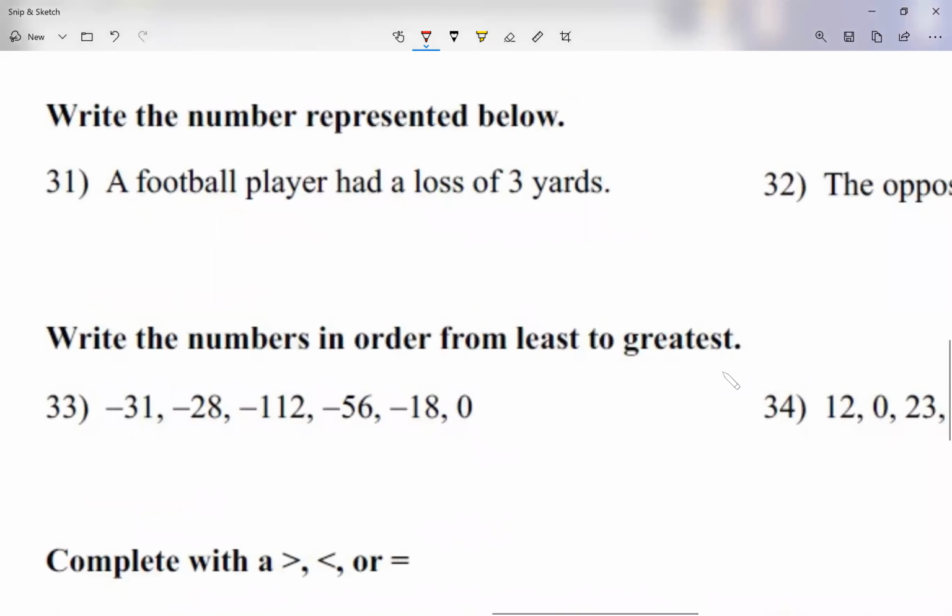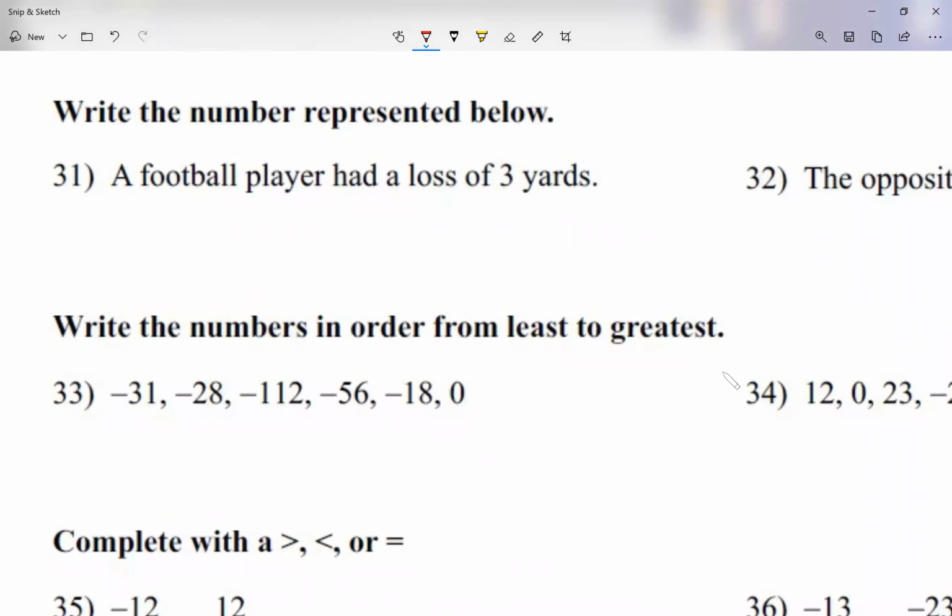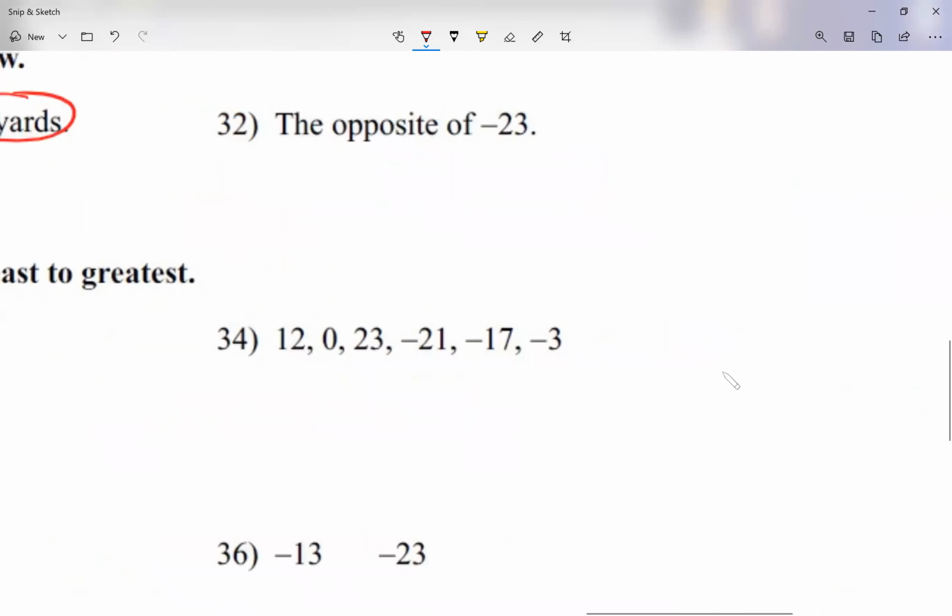Write the number represented below. A football player had a loss of 3 yards. Okay, so loss means they lost, they went backwards. So the number that is represented here will be -3. Just a +3 will not be correct, right? -3.